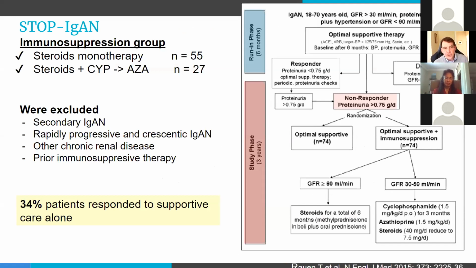And they followed those patients for 6 months. And if they were able to achieve a reduction of protein loss in the urine to less than 0.75 grams a day, just by doing the supportive measures, then they did not add any immunosuppressive treatment. If after those 6 months of maximal supportive care, the patient continued to lose protein in the urine, then they were randomized to either receiving prednisone alone or receiving prednisone plus a more aggressive form of immunosuppression with cyclophosphamide and azathioprine. Next slide.